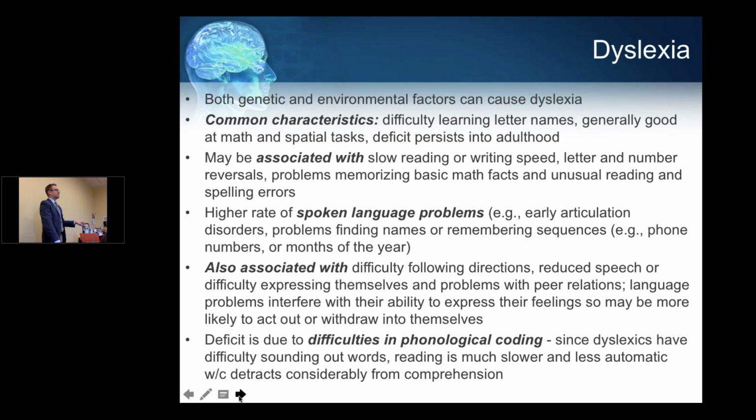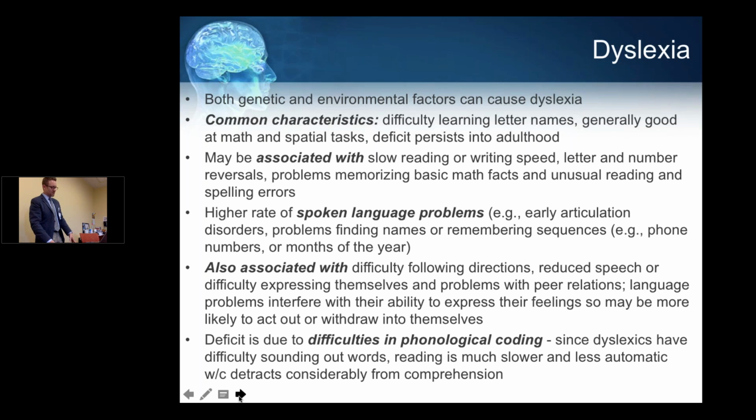Most of your dyslexias are going to be your deep dyslexias. Okay? Obviously, from a preference standpoint, it's better to have the surface type because at least the fundamentals of language are intact. But it may be associated with slow reading, slow writing speed, letter number reversals. You can't memorize math facts. That's important too. People don't see math problems as a sign of spatial dyslexia, but it can be. There's a higher rate of spoken language problems, articulation issues, things like that. You can also have problems like phonological decoding and problems expressing yourself to peers, and so on.